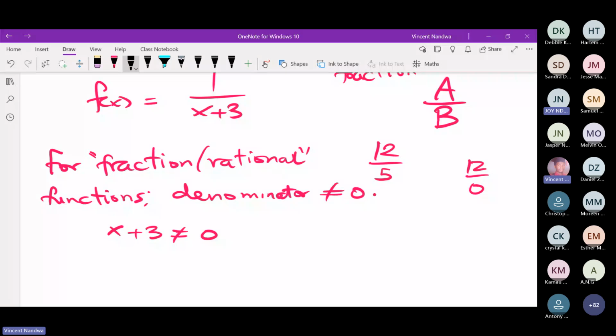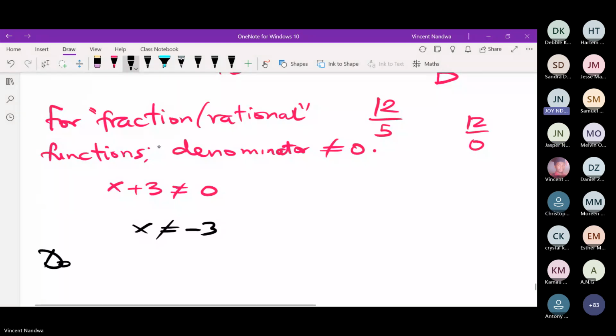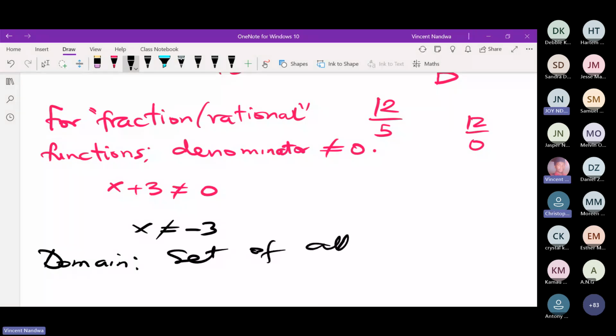If x plus 3 is not equal to 0, what do we mean? Which values of x should be taken? x should not be equal to -3. Correct. Therefore, the domain is the set of all real numbers except x equals -3.